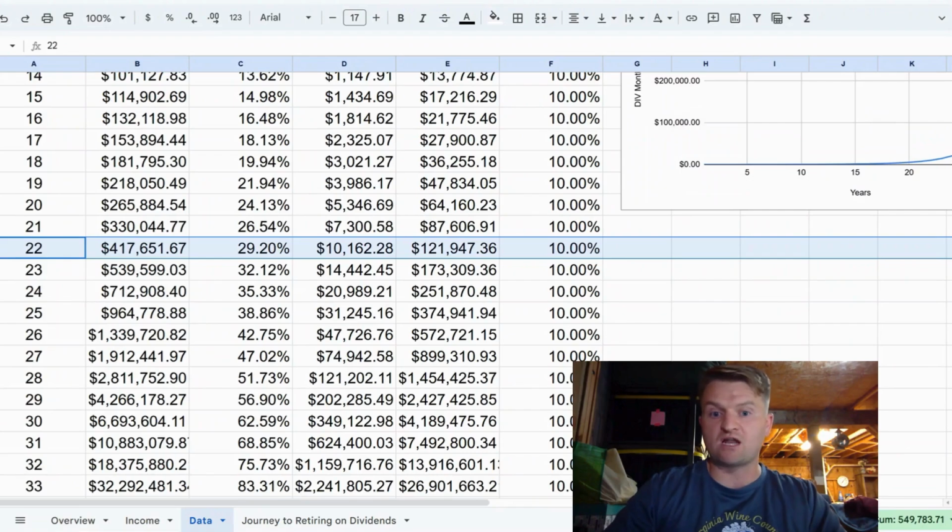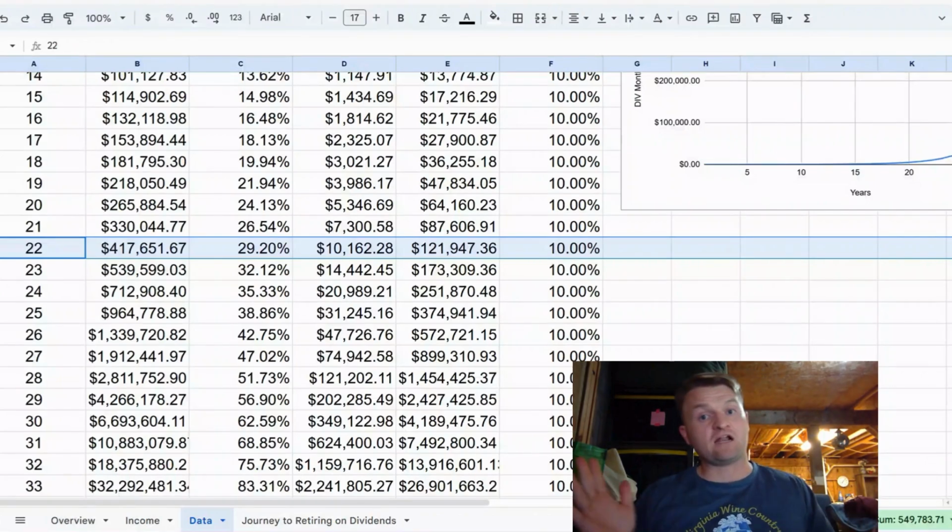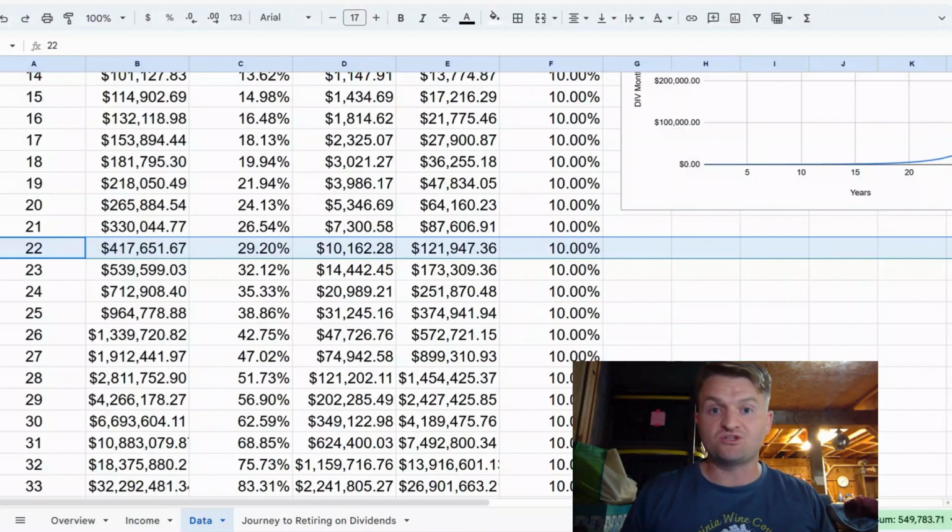And that's kind of what we're shooting for. That's $121,000 in dividends a year in 22 years. I'm 27 today. That would put me at 49. So I don't know. You tell me. 49 years old, making $10,000 a month just in dividends, and that's not including anything else I'm doing. Sounds like a pretty good plan to me.